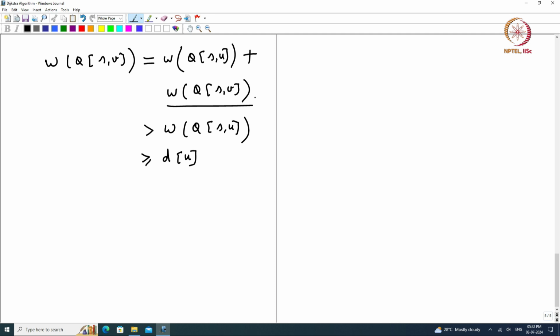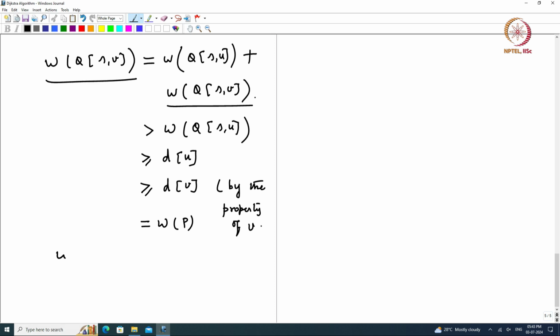But what about V? V has the property that it has the smallest d value among all vertices in V minus S. U is in V minus S, V is in V minus S. This is by the property of V. D of V is equal to weight of P. That means weight of Q is greater than weight of P. This is a contradiction.